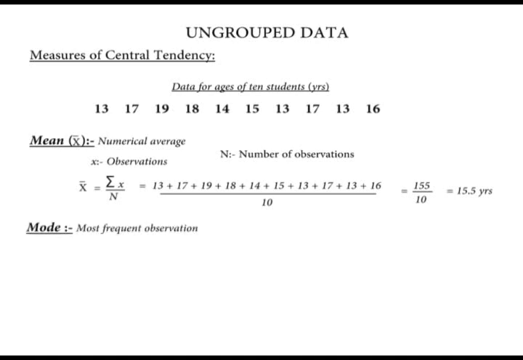Mode is the number that appears most often. In this case, it's 13 because it appears 3 times, and so the modal age is 13 years.